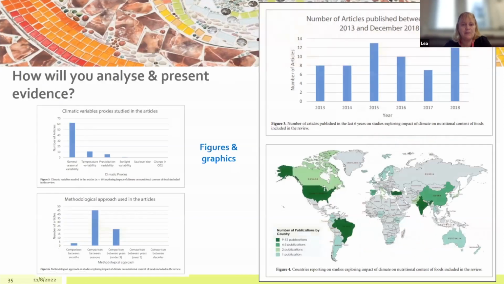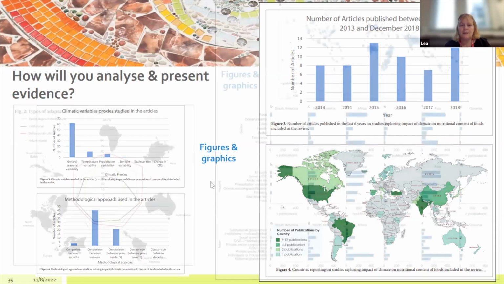Here's some examples. You can have figures or graphics. On the left are some basic bean counting figures, you know, how many articles fit into this category, how many articles are from this year or this region. That can also be mapped, how many articles from each region. This is what we call bean counting. It's using number of articles as a proxy for something. So we've got to be a bit careful about interpreting that, but there's often a little bit of this in papers.